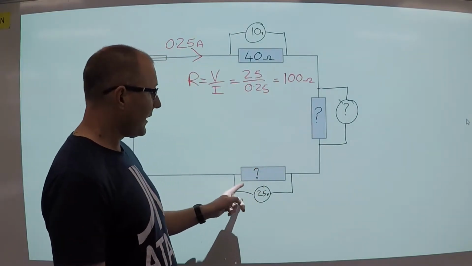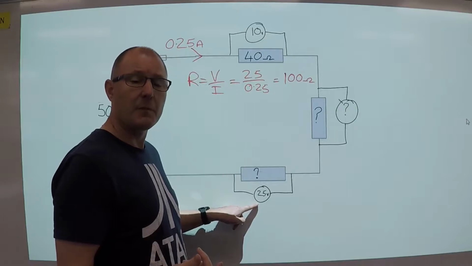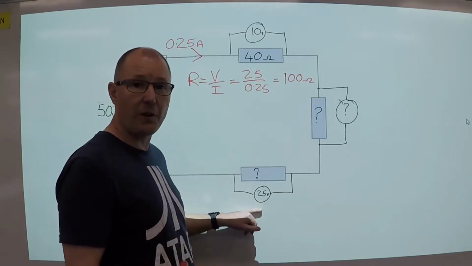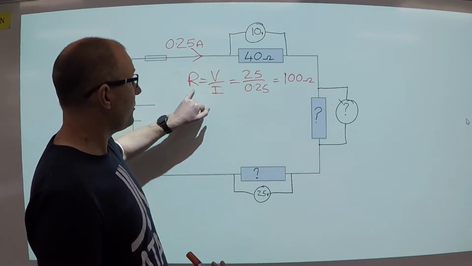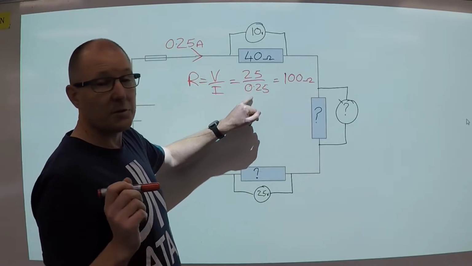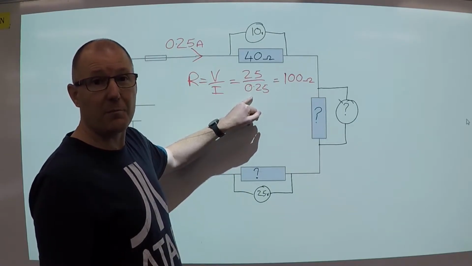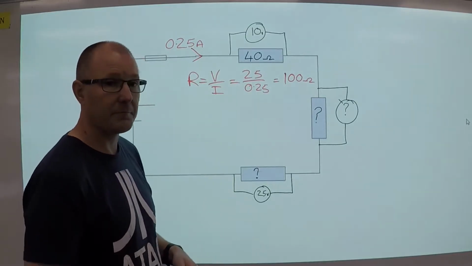What we can do, now that we've got the current, is find the resistance, because we've got 25 volts and we know the current now, so we can use R equals V divided by I. 25 divided by 0.25 equals 100 ohms of resistance.